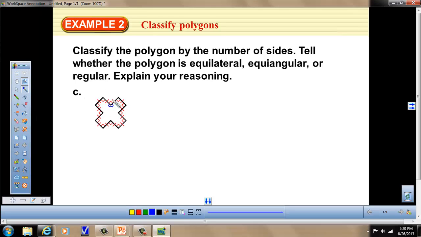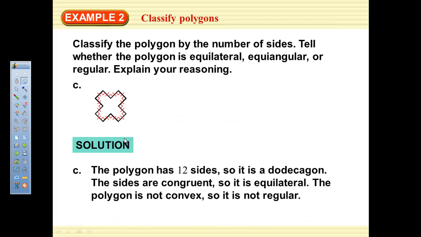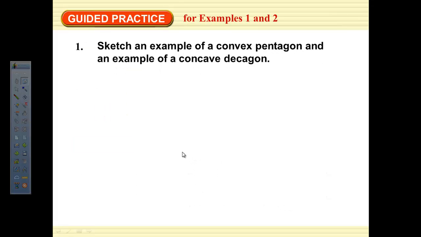Concave polygons are not regular polygons, so therefore it's not a regular polygon, it's only equilateral. Okay? It's a dodecagon, and it's equilateral, but it's convex. I'm sorry, it's concave, so therefore it's not regular.